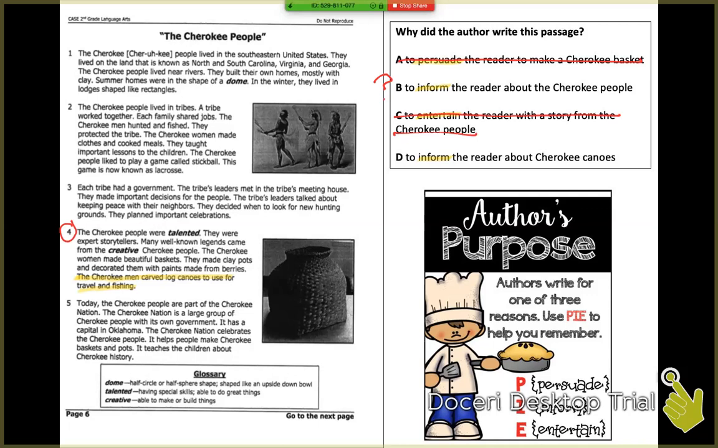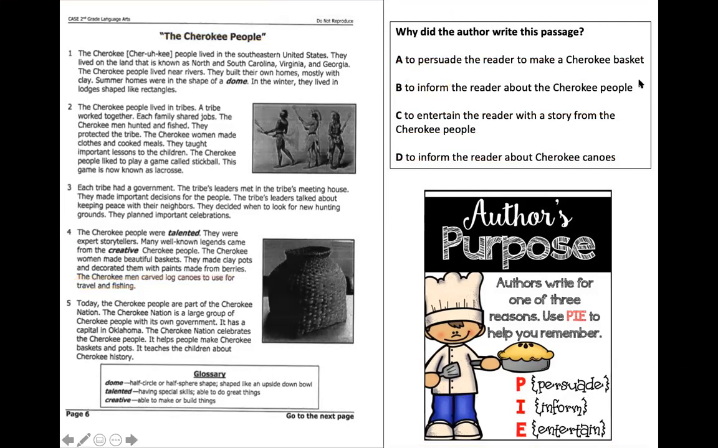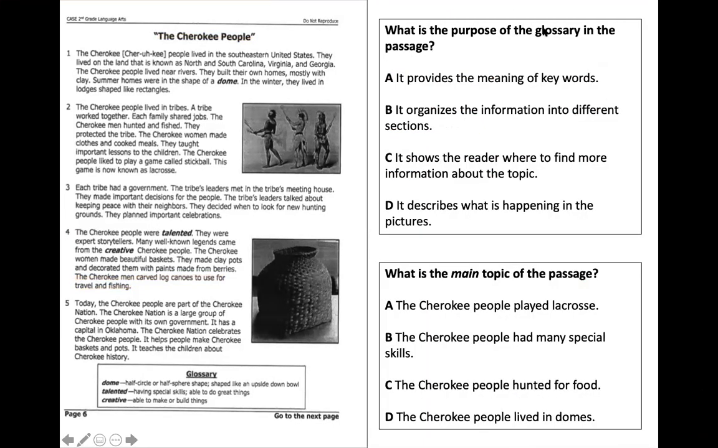But looking back at my story, I see the title, the Cherokee people. I see information and facts about the Cherokee people throughout it. So it gives me a little bit of information about the canoes, but the whole passage is not focusing on informing about the Cherokee canoes. The whole passage is informing me about the Cherokee people, and the canoes is just one of those details about that. All right, let's head on to the next question, which is going to be two questions very similar to ones that we had last week.